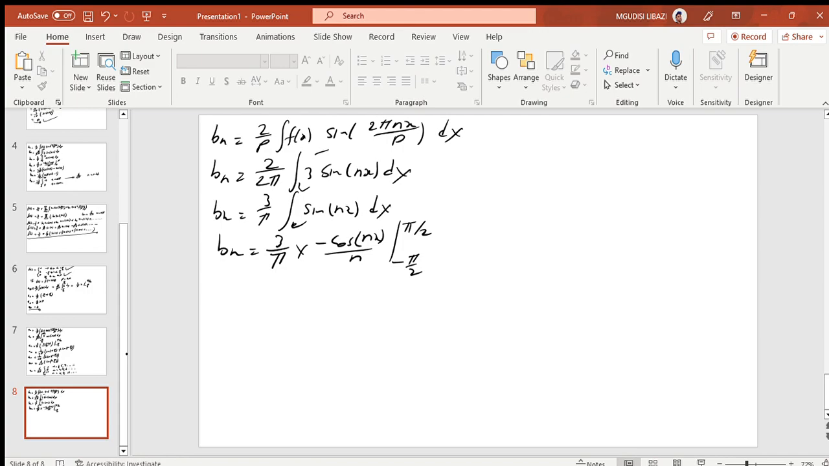So that means now we're going to have bn equal to 3 over n pi. Substituting our limits, let's take out the negative sign also. We get cosine of n multiplied by pi over 2 minus cosine of n multiplied by pi over 2. So our bn will just be 0 because that will cancel that.